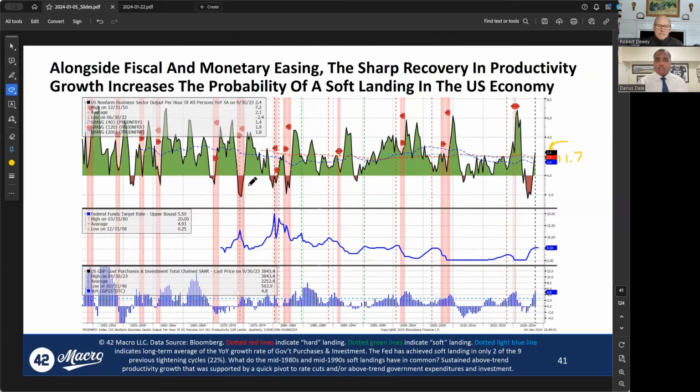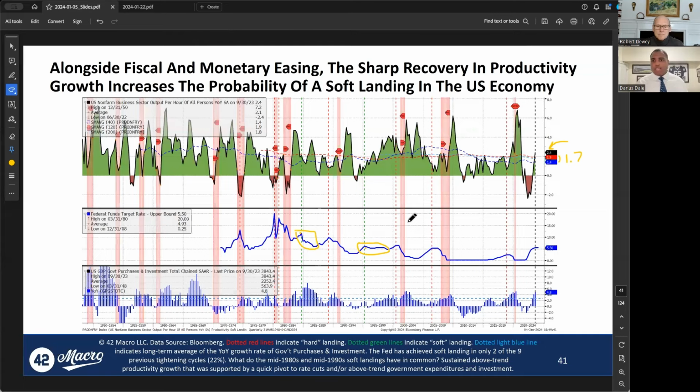And so what I'm showing in this chart, the red dotted lines correspond to all the hard landings after a Fed policy rate tightening cycle. As you can see, there are mostly red dotted lines. There are two green dotted lines that correspond to the 1980s soft landing and then the 1990s soft landing. And so how do you get a soft landing in the economy after the Fed has effectively tried to slow the economy into a recession to defeat inflation?